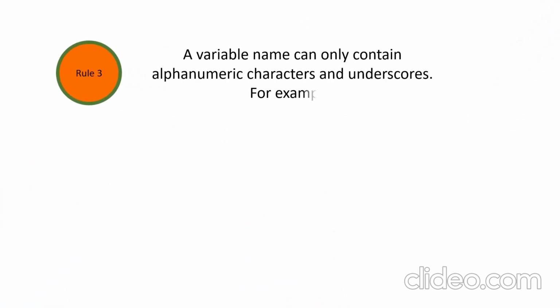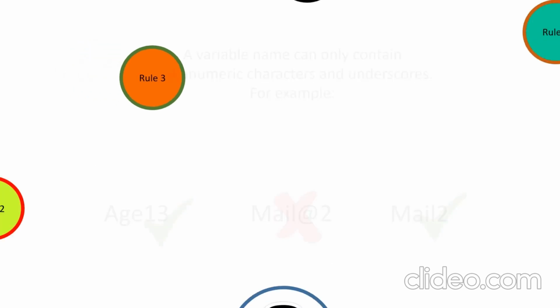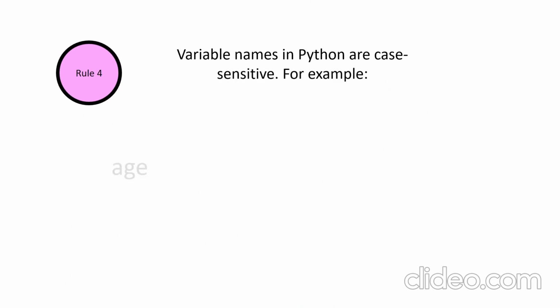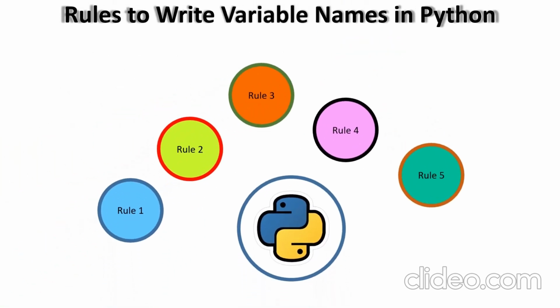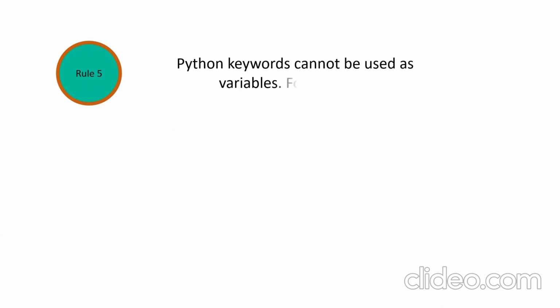A variable name can only contain alphanumeric characters and underscores. Variable names in Python are case-sensitive. Hence, Age and age are not the same. Python keywords cannot be used as a variable name.